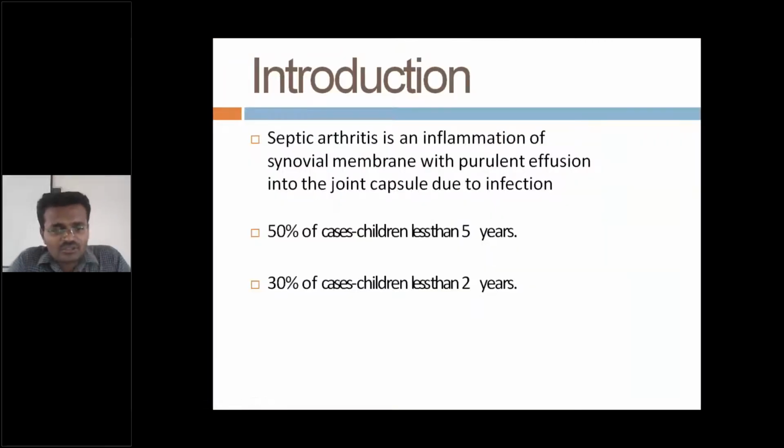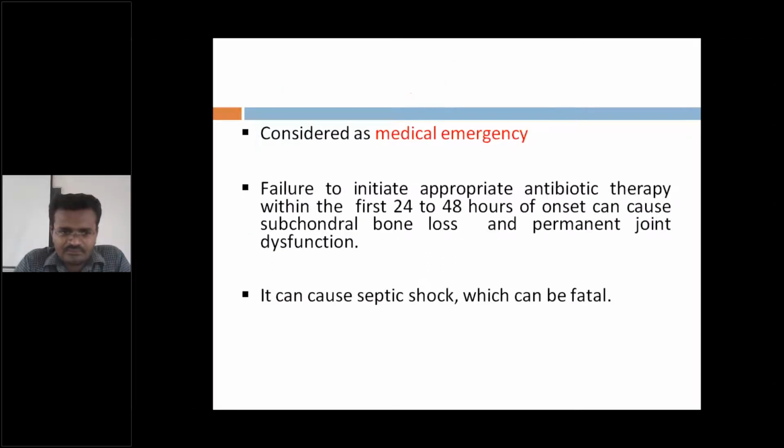Septic arthritis is inflammation of the synovial membrane, due to which there is purulent effusion into the joint capsule due to infection. In 50% of cases, the most commonly affected people are of very old age or very young age. Why? Because these people are mainly immunocompromised, or diabetic, or those on steroids, or tumor patients, or with HIV. These people will have septic arthritis infection.